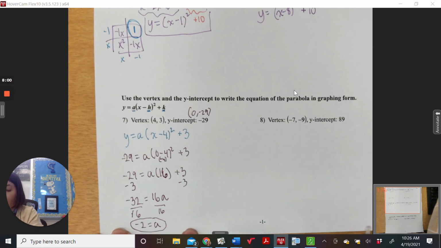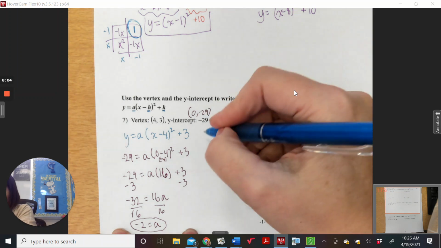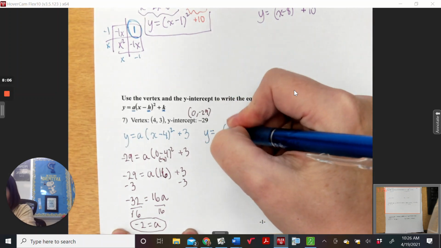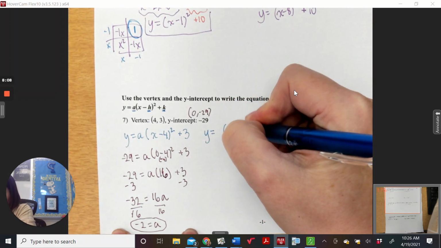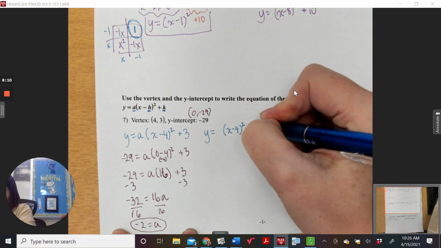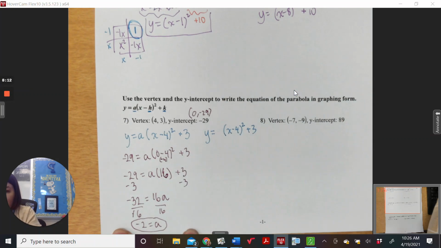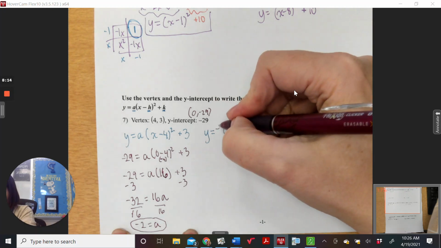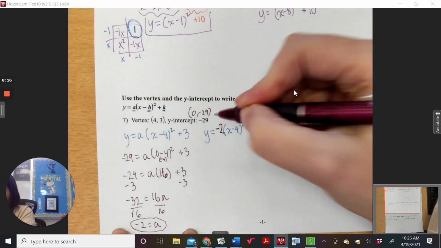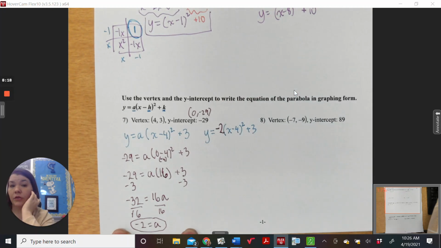Okay, and so now that I know a, I go back to my blue equation. I have y equals a, parentheses, x minus 4 squared plus 3. None of that changed. A is the only thing I had to figure out to make it make sense. And so A is negative 2. So good luck with number 8.